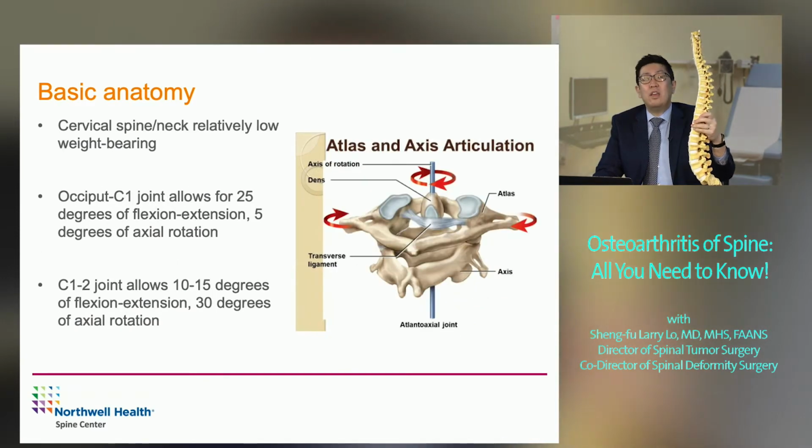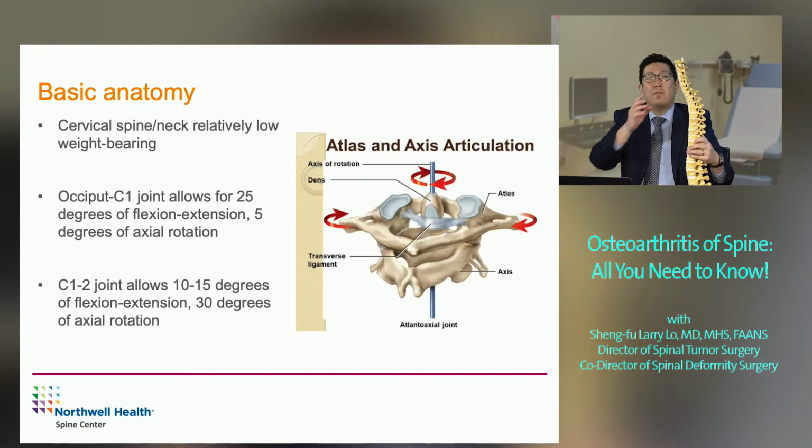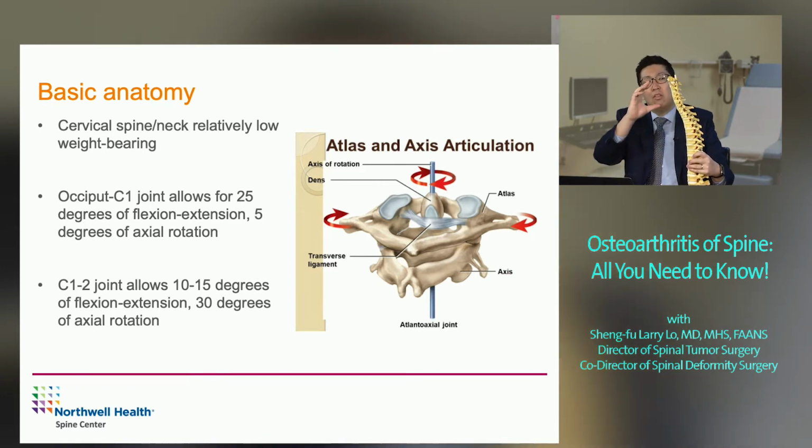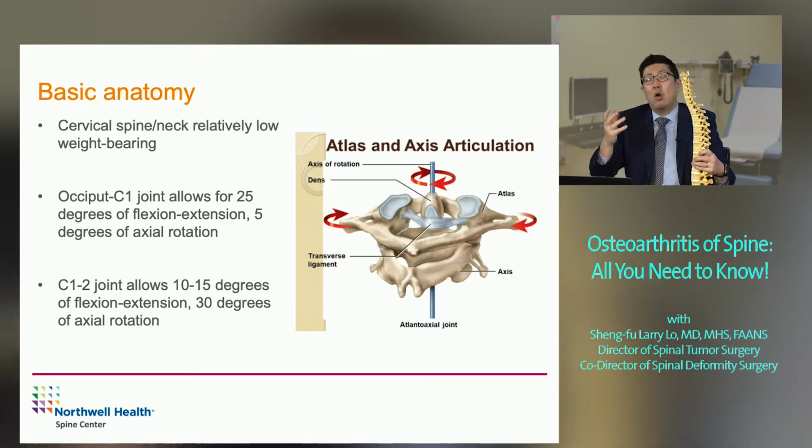So going over each of the different regional anatomies, starting off with the cervical spine. The cervical spine is much smaller because it bears a lot less weight. All it's in charge of is holding your head up. And the occiput-C1 and the C1-C2 joint is probably one of the most complex joints in our body.